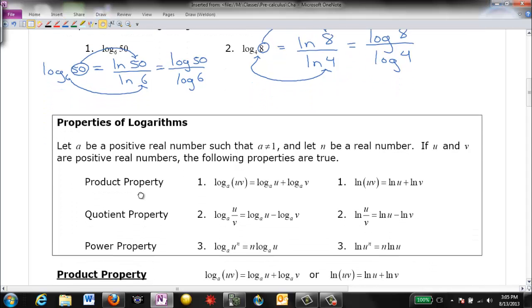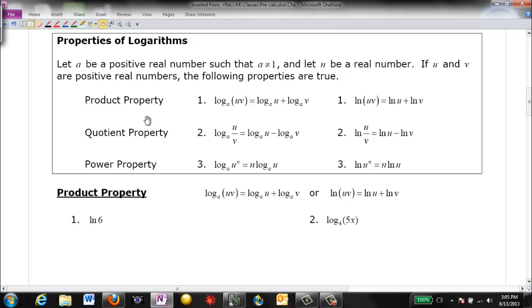Let's take a look at some other properties of logarithms that allow us to rewrite certain expressions. We have all of the properties right here. The three main properties that I want to cover are inside of the box here: the product property, the quotient property, and the power property. So if you ever want to reference these notes later on, they're all in one convenient place right there.